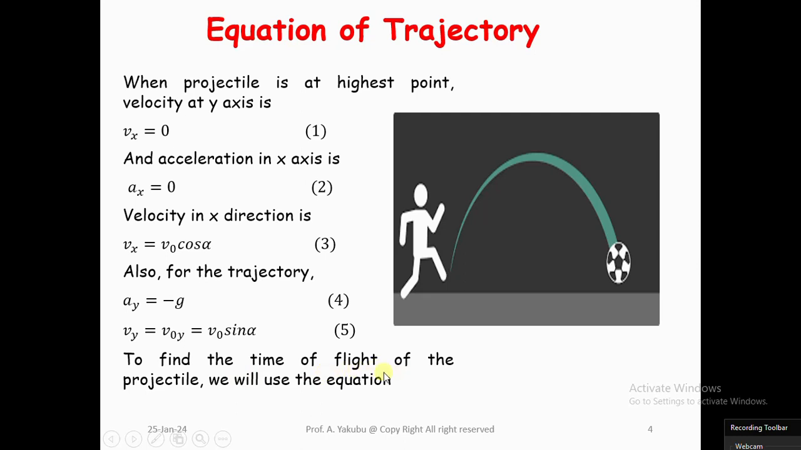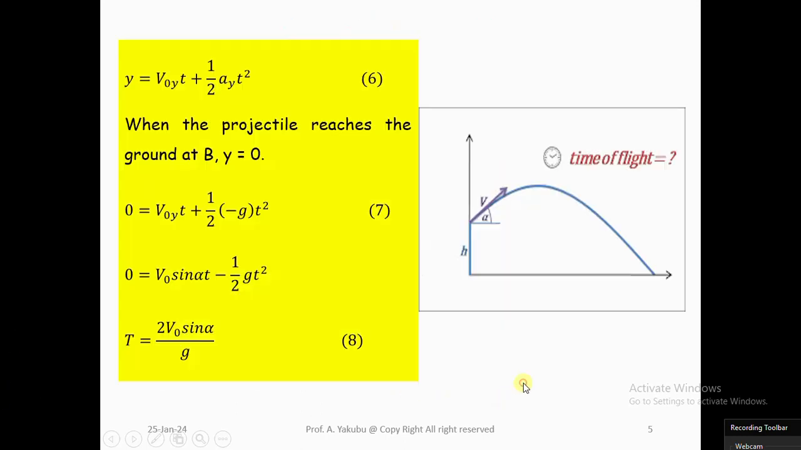So to find the time of flight of the projection, we will use the equation y equals v0y t plus half a t squared. This equation is from Newton's equations of motion. If you look at the equation, it resembles x equals ut plus half at squared. So when the projectile reaches the ground at b, y is 0, so there is no more height. When the projectile reaches that point, there is no height, y is 0. So it simply means y is equal to 0, which is equal to v0y t plus half minus g t squared. Remember, the acceleration due to gravity is minus g, and that's why we have minus g here.